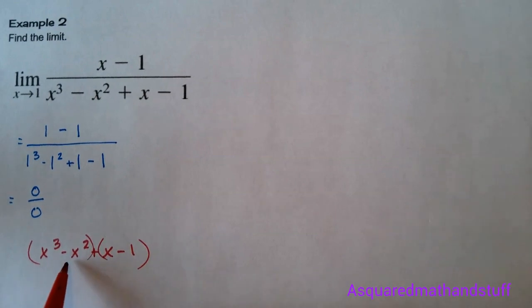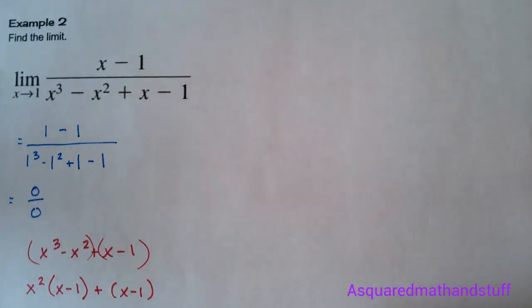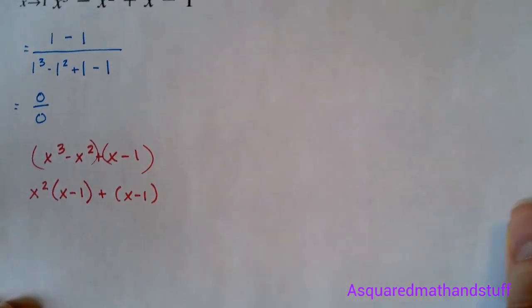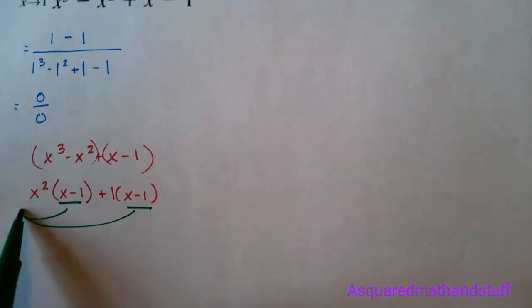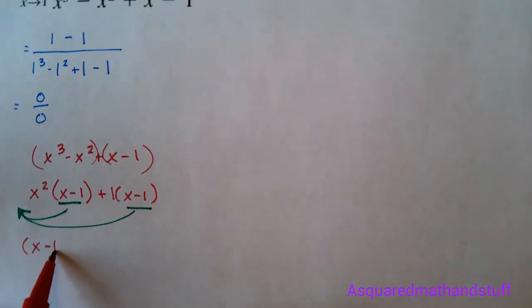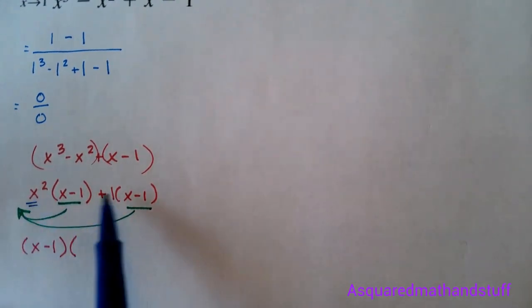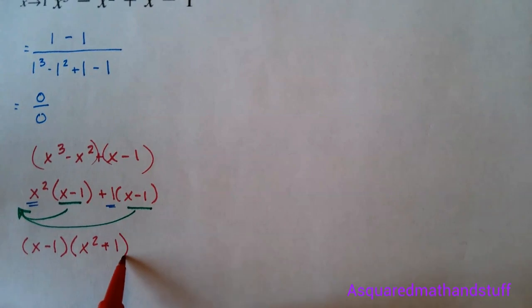And then the x cubed minus x squared, I will take out an x squared, and I'm left with x minus 1 plus the x minus 1 because we can't factor anything out. So remember, there's an invisible 1 in front of the x minus 1. And what I need to do is both of these terms have the x minus 1 in common. So I'm factoring that out and bringing that to the front. And we have then x minus 1 times everything that we're left with. Well, we are left with the x squared plus 1. So that is what goes in our other set of parentheses.